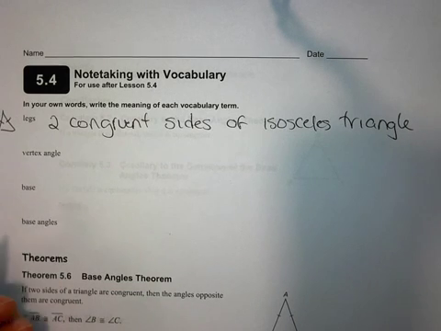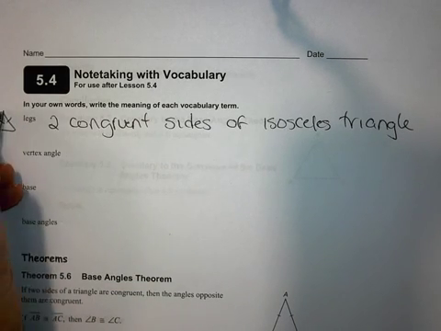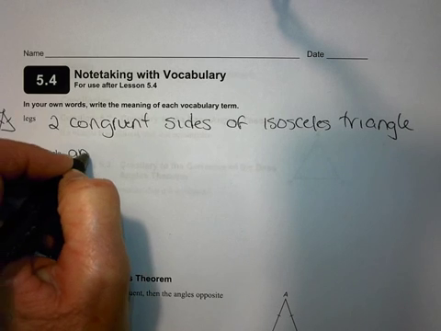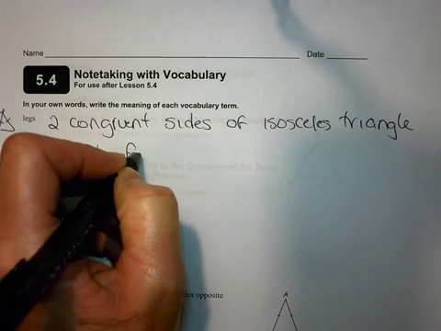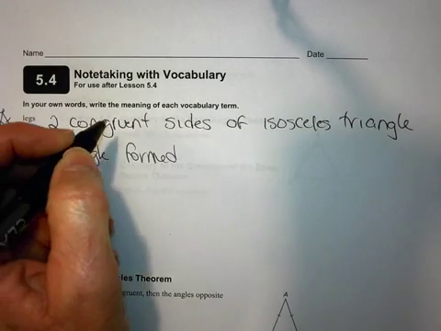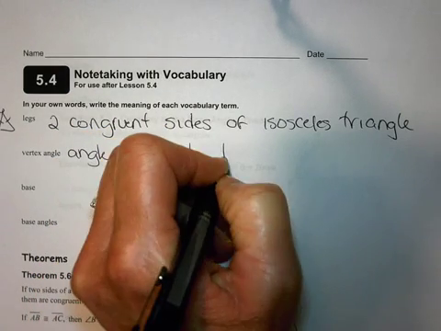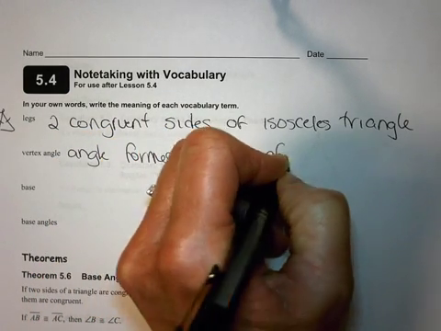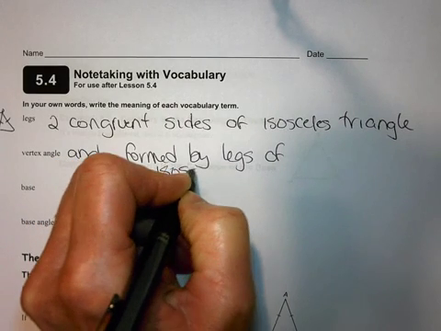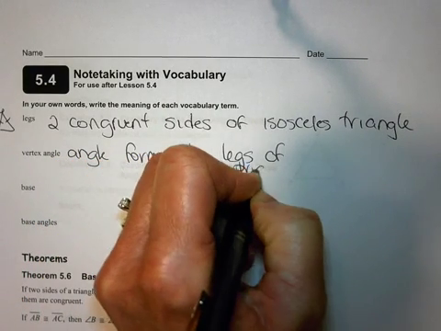The vertex angle is actually the angle that is in between. So it is the angle formed by the legs of the isosceles triangle.